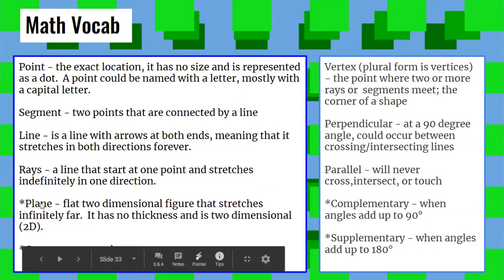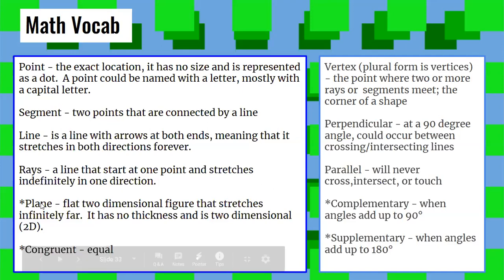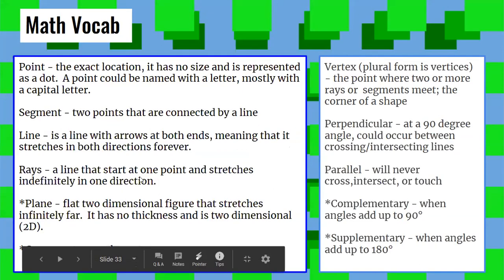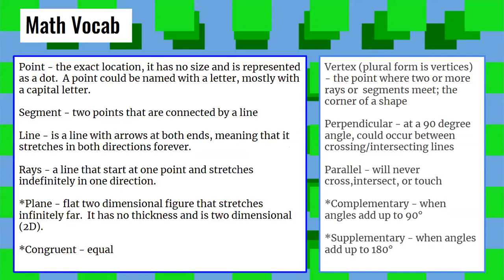Next we got is a plane, not the flying plane, but the two-dimensional plane. A plane is a flat 2-dimensional figure that stretches infinitely far. So it has no thickness, and it is two-dimensional or 2D. There you go. So the word that I've been using lately is congruent. Congruent means equal.